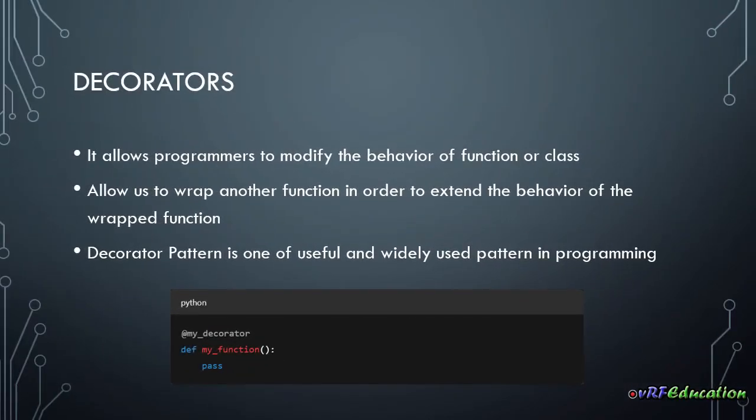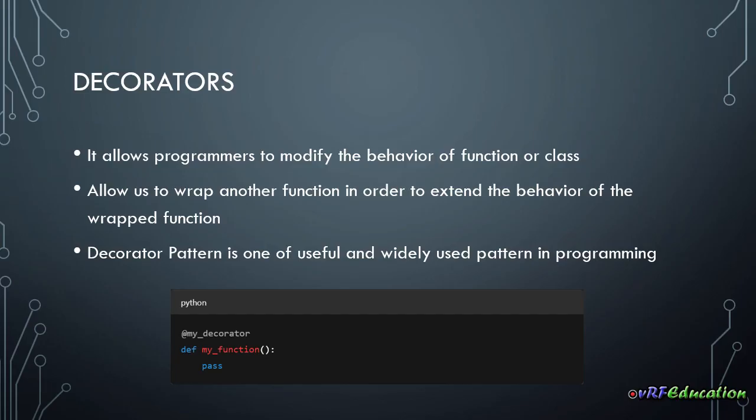Decorators in Python are a powerful feature that allow us to modify the behavior of a function or a class without changing their actual code. They work by wrapping another function, which lets us extend or customize its behavior in a clean and reusable way. So what does it mean? Why do we need to extend or even customize the functionality of a function or the operation inside a function?